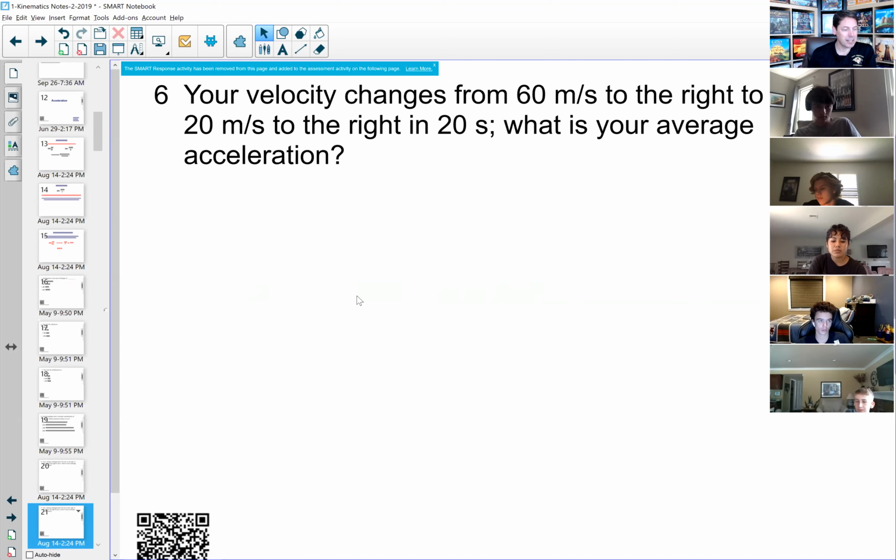All right, number 6, your velocity changes from 60 meters per second to the right to 20 meters per second to the right in 20 seconds. What is your average acceleration?